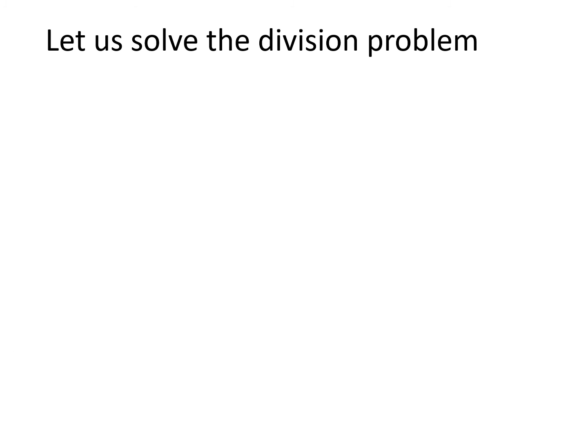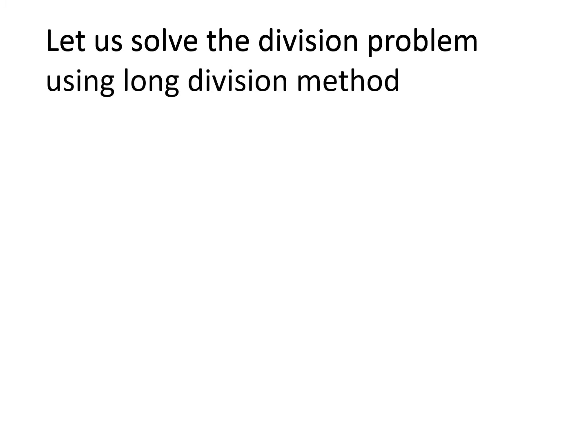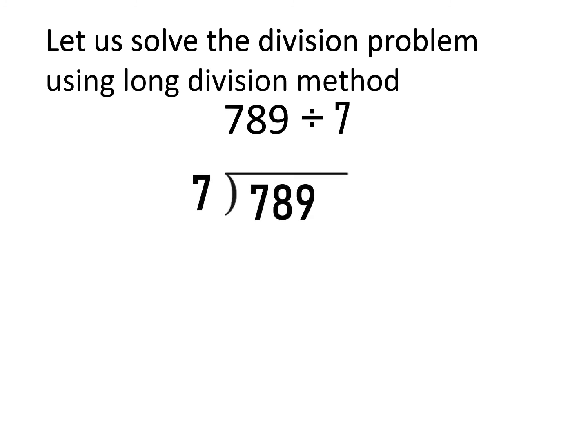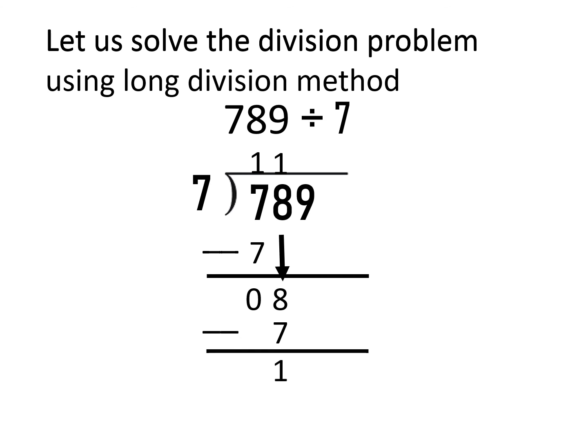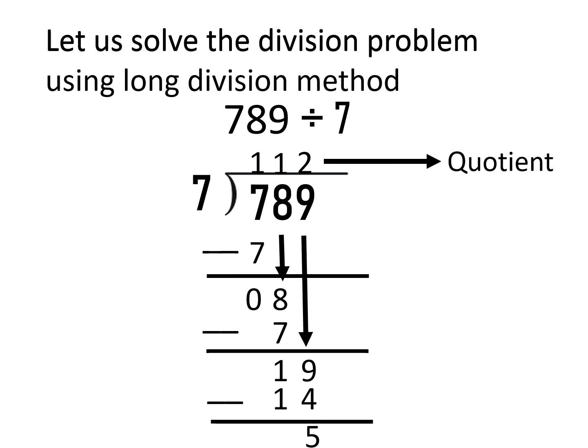Let us solve the division problem using long division method. The number given here is 789 divided by 7. 7 taken one time is 7. Let us subtract. 7 take away 7 is 0. Bring down number 8. 7 taken one time is 7. Now 8 take away 7 is 1. Bring down 9. 7 twos 14. When we subtract, we get 5. 112 is the quotient and 5 is the remainder.